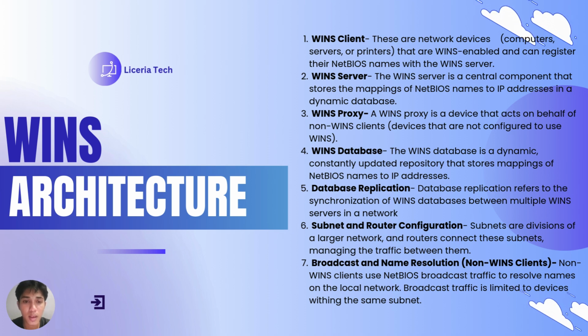Second, redundancy. If one WINS server fails, others can still help clients because they have the same information. This makes the system more reliable. Lastly, load balancing. With several WINS servers sharing the same data, the work is spread out among them. This helps improve the speed and performance of the network.